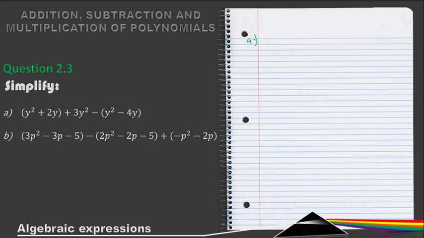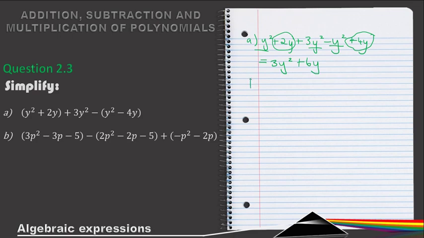Question A. So there's nothing in front of these brackets, we can drop those, but there's a negative in front of these. So to multiply out, we have y squared plus 2y plus 3y squared minus y squared plus 4y. And then like terms, alright, y squared plus 3y squared is 4, minus 1 gives me 3 again. So this is 3y squared.